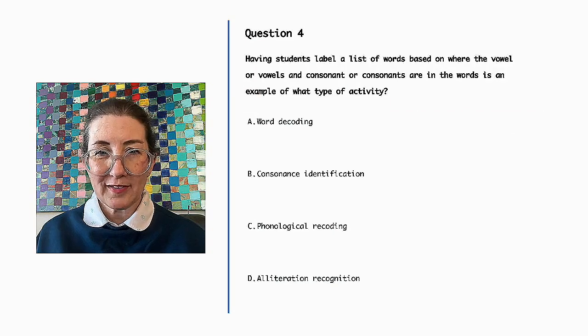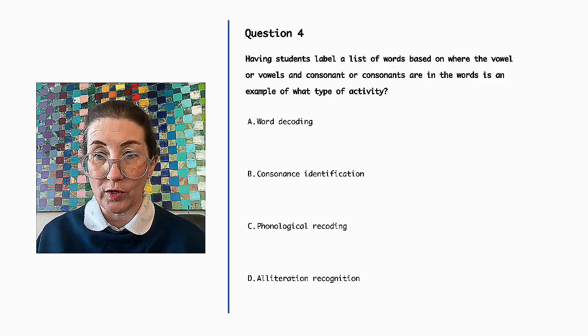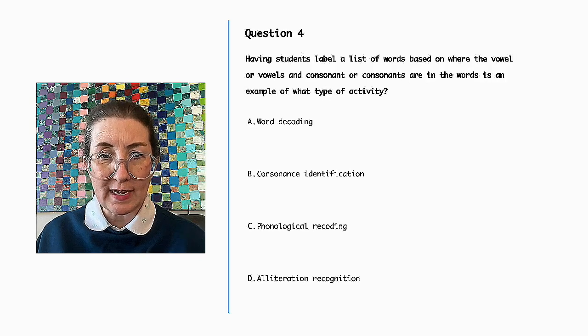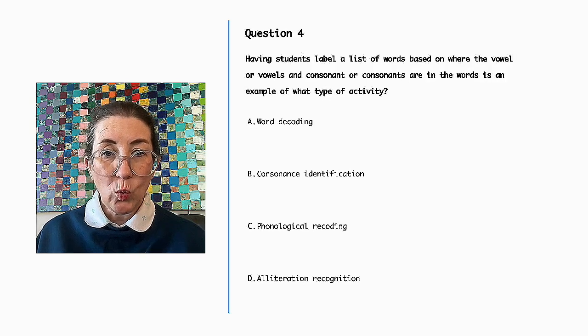Question number 4. Having students label a list of words based on where the vowel or vowels and consonant or consonants are in the words is an example of what type of activity? Word decoding, consonants identification, phonological recoding, or alliteration recognition.